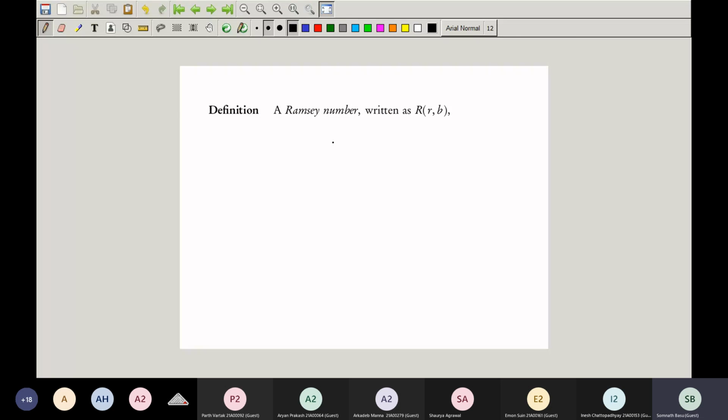I think it's good that people are asking questions and we're discussing, because that's more fruitful. So here comes the other hero of the story, which is Ramsey. This is Frank Plumpton Ramsey.